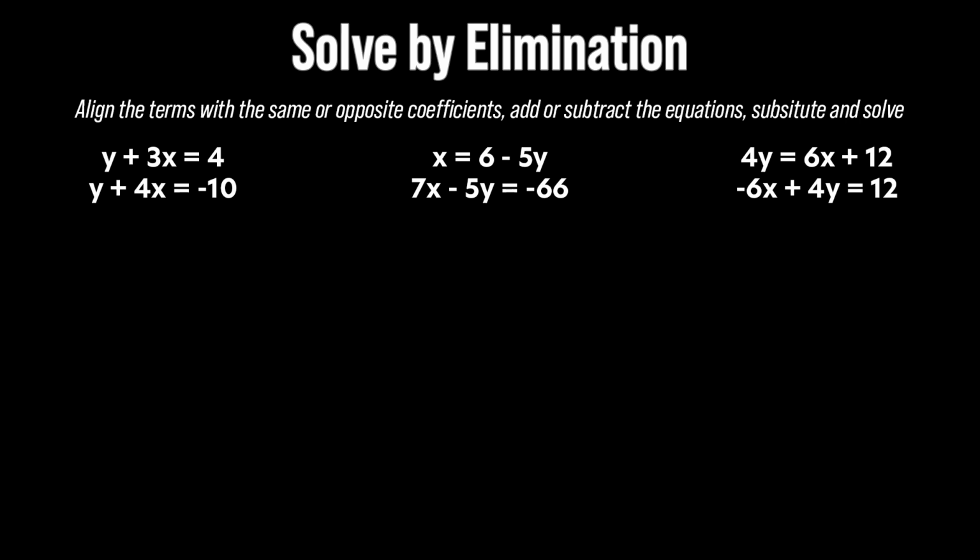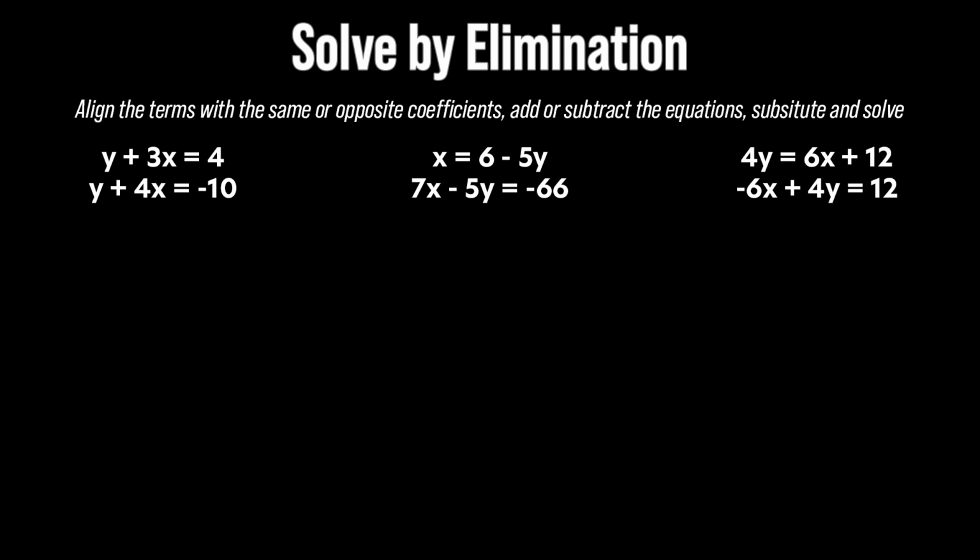Today we're going to learn about solving by elimination. Align the terms with the same or opposite coefficients, add or subtract the equations, substitute, and solve. So it seems like there's a lot of steps here, but the difference between elimination and substitution is in elimination, you're trying to eliminate one of the variables, so you're left with just one. I'll show you an example of how this works.